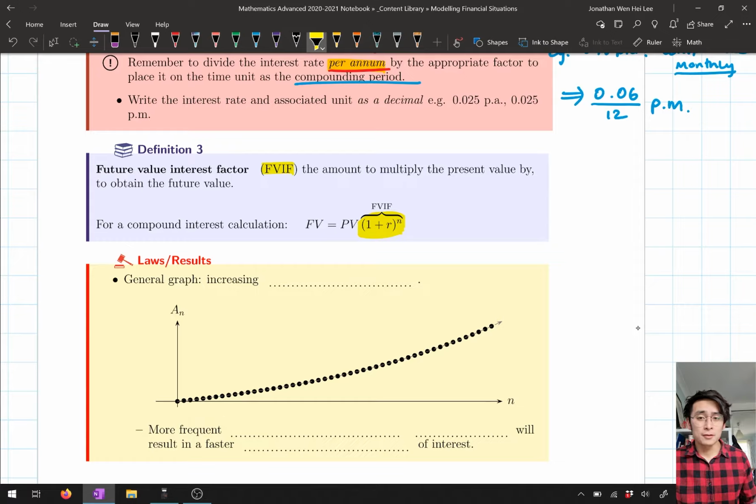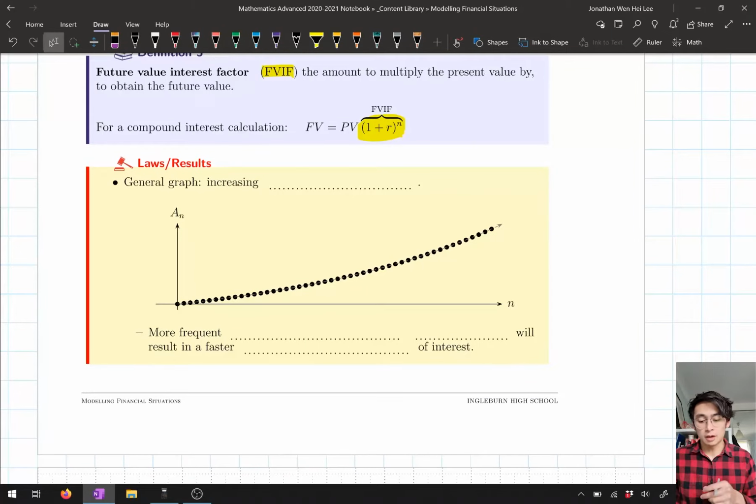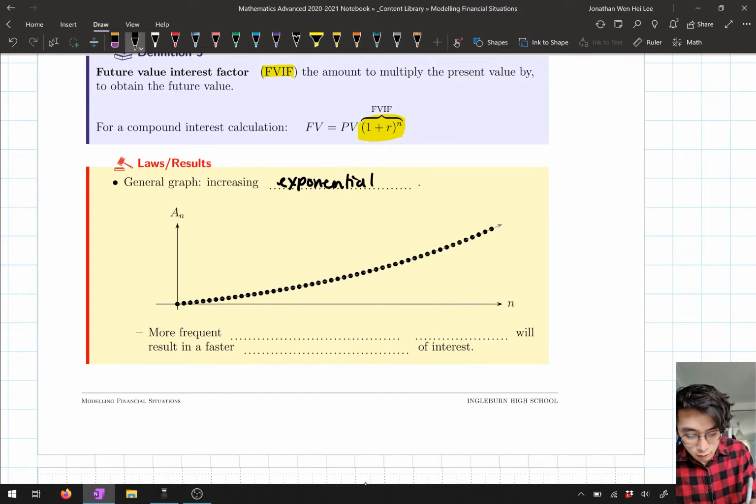A few things to note. When you graph a future value, compound interest in particular, this is an example of what happens. Over time, you can think of each of these dots as after each compound period, this is the amount of money that someone has. The general graph is increasing exponentially, so it's an exponential increase. As you graph this over time, it becomes like that exponential graph.